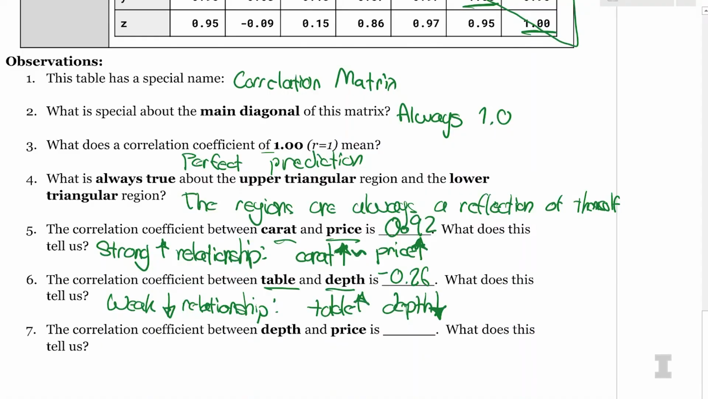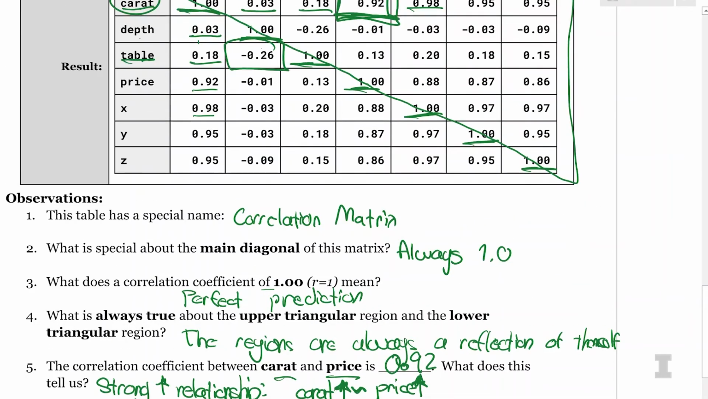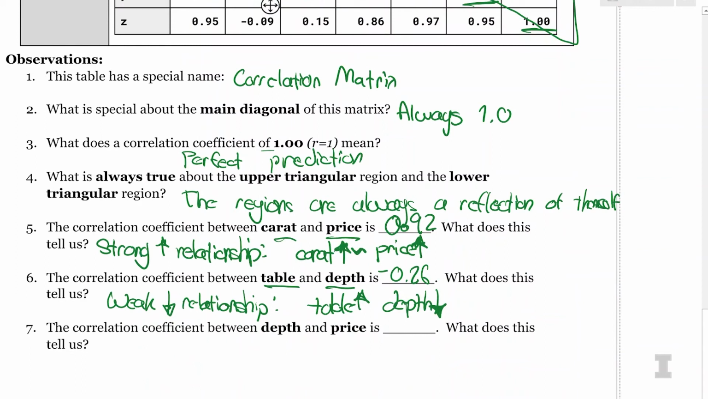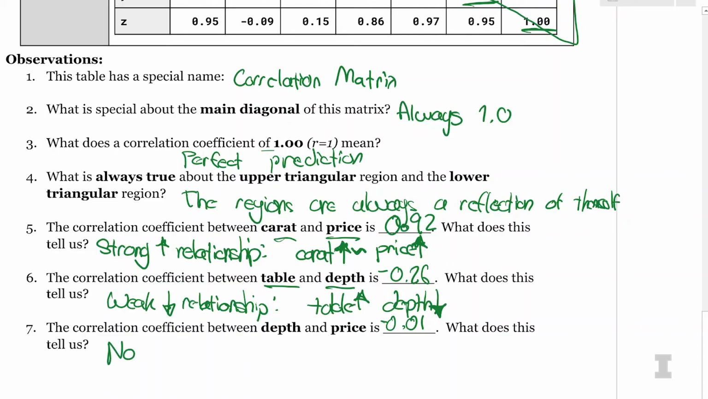And the last observation, the correlation between depth and price is what? If I go to depth and I go to price, I see negative 0.01. Same. So negative 0.01, that is almost zero. What does that tell us? That tells us there's not really a relationship between these two variables, price and depth; there's hardly any linear relationship between them. So I'm going to say no relationship. As the depth goes up, the price goes both directions, basically. We can't make any prediction based on the depth going up or down.